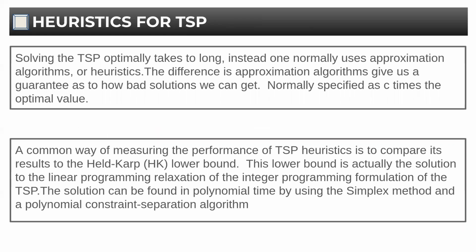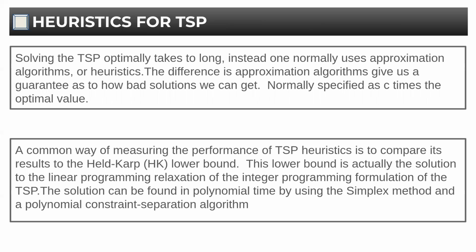Now let's talk about some of the heuristics for solving the TSP. Solving the TSP optimally takes too long. Instead, one normally uses approximation algorithms or heuristics. The difference is approximation algorithms give us a guarantee as to how bad solutions we can get, normally specified as C times the optimal value.